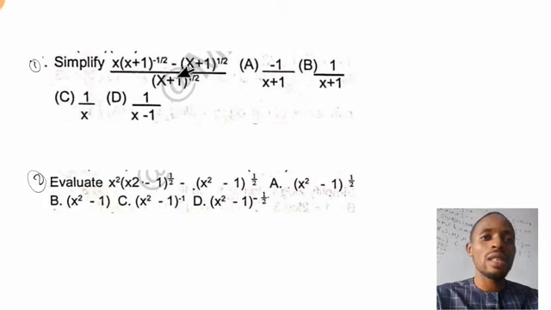Okay, 1 over 2 means you are finding the square root of this particular question here, according to the rules or law of indices, right?